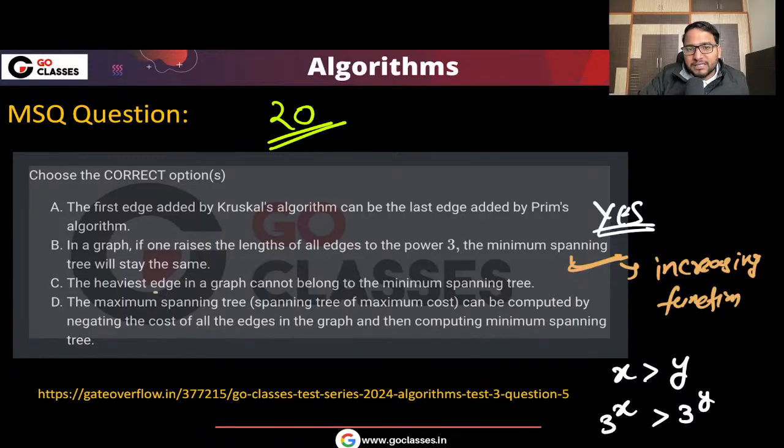The heaviest edge in the graph cannot belong to the minimum spanning tree. No, it can belong if it is a bridge. So that's why it is false.